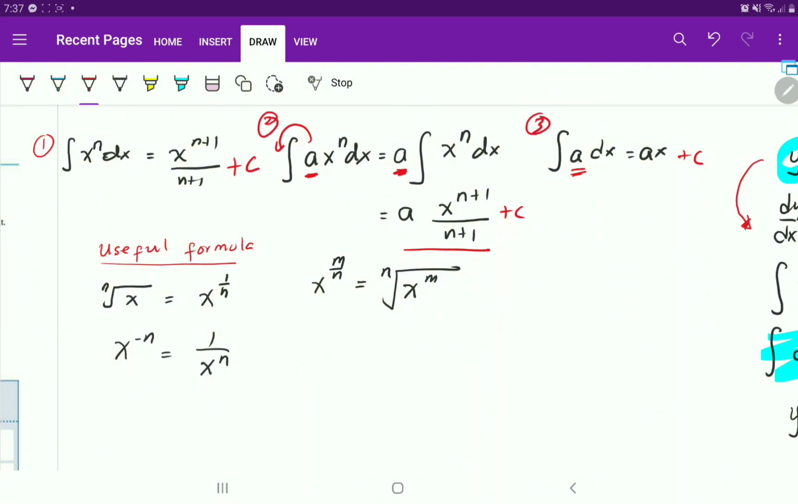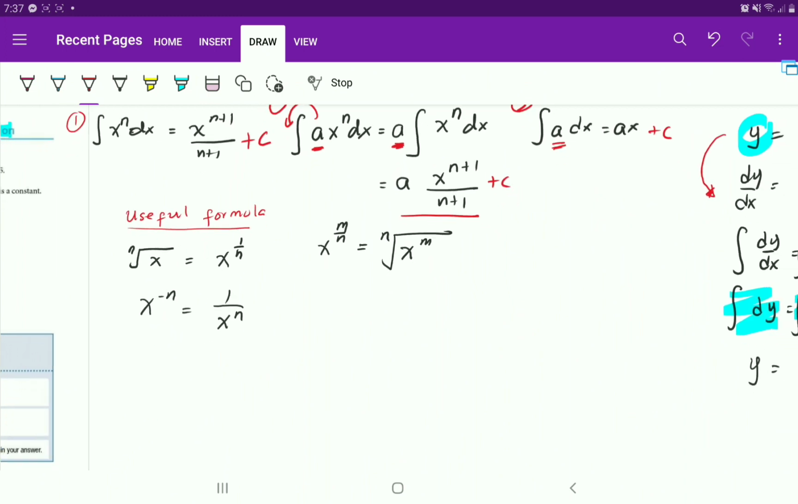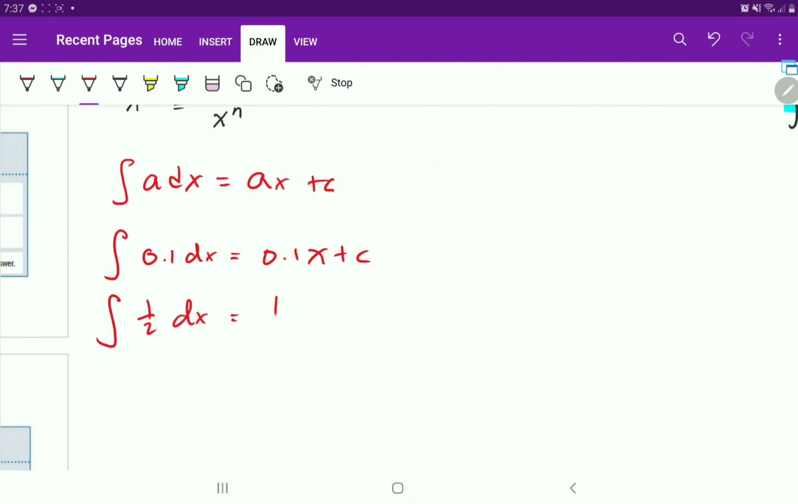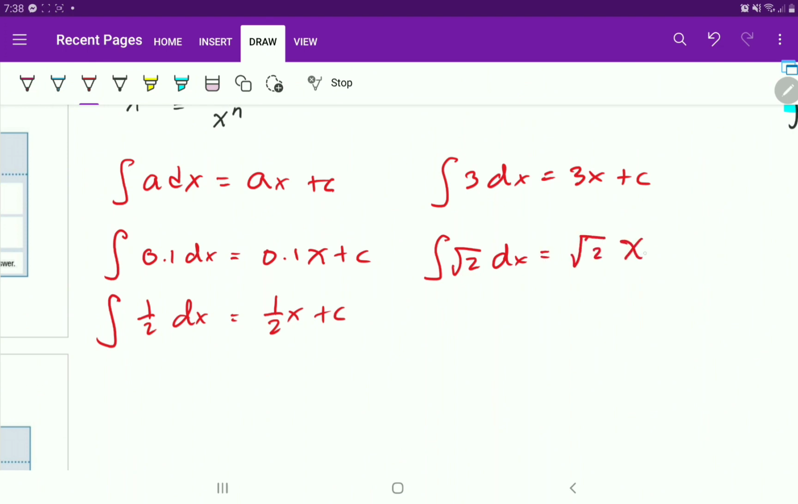Let us start with formula number 3 because that is the simplest one. Formula number 3 says the integral of any constant a dx is equal to ax plus c. Example, the integral of 0.1 dx, that's 0.1x plus c. Okay, just put the x. The integral of 1/2 dx is equal to 1/2 x plus c. The integral, for example, of 3 dx is equal to 3x plus c. The integral of square root of 2 dx is equal to the square root of 2 times x plus c.